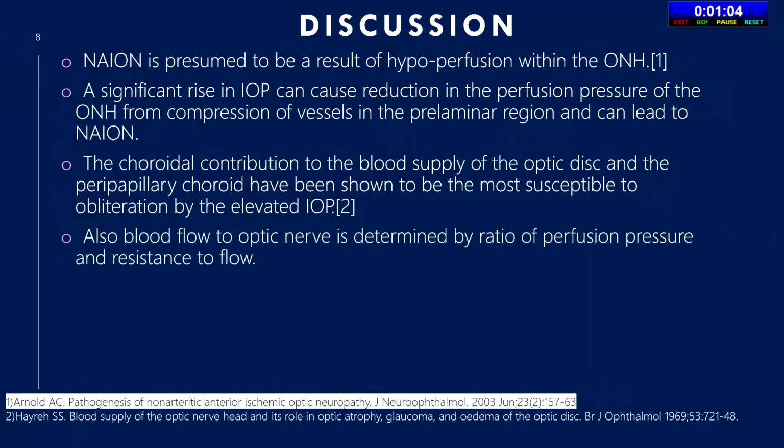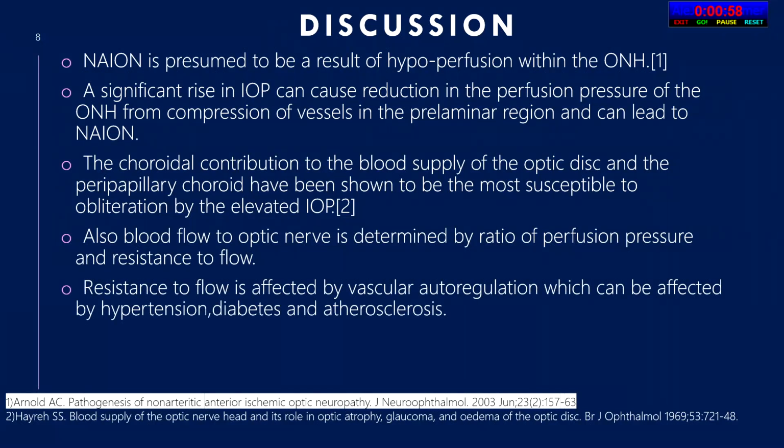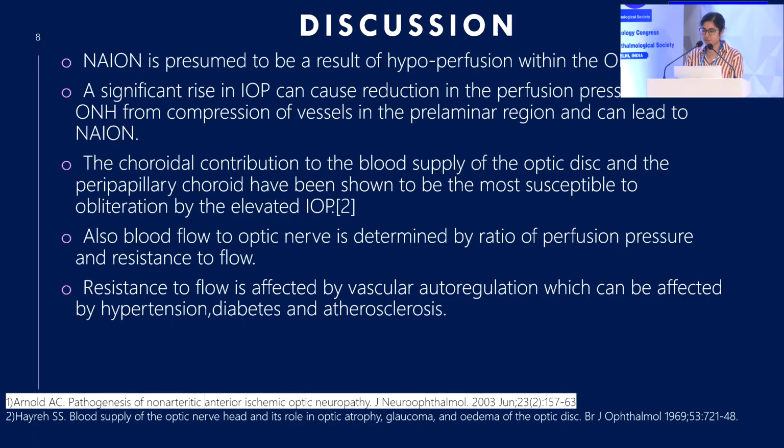The blood flow to the optic disc is determined mainly by the resistance to flow and the ratio of the perfusion pressure. Resistance to flow is affected by the vascular autoregulatory mechanisms, which can be affected by systemic diseases like hypertension, diabetes, and atherosclerosis. The perfusion pressure can also be affected if there's a sudden rise in the intraocular pressure.